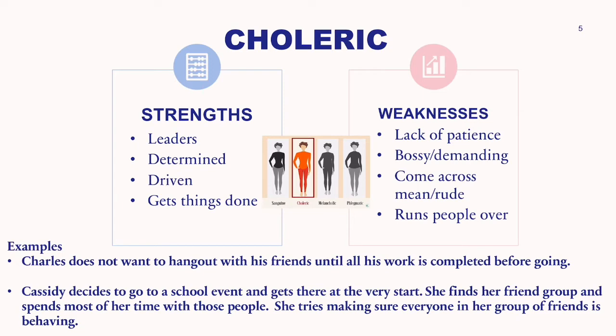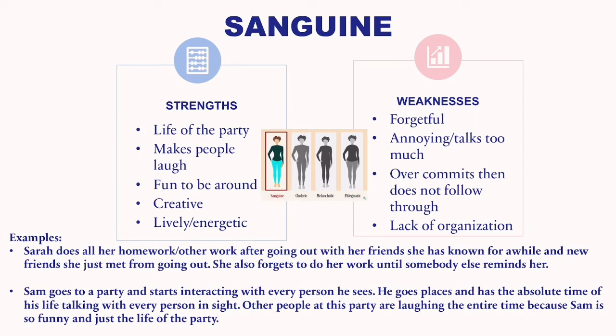So the next example is sanguines. So their strengths are they're the life of the party. So anytime they go out, they're super energetic and they make people laugh. They're super fun to be around and they're creative when it comes to anything. So school projects, they go above and beyond and do creative things.